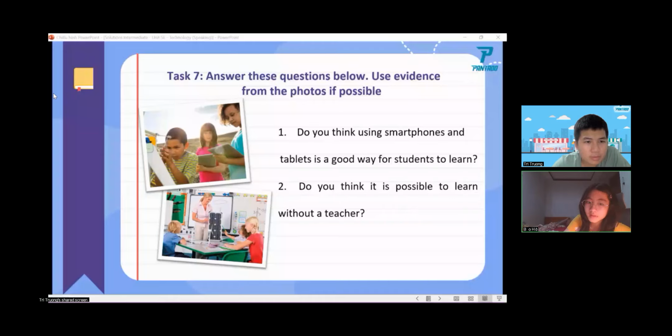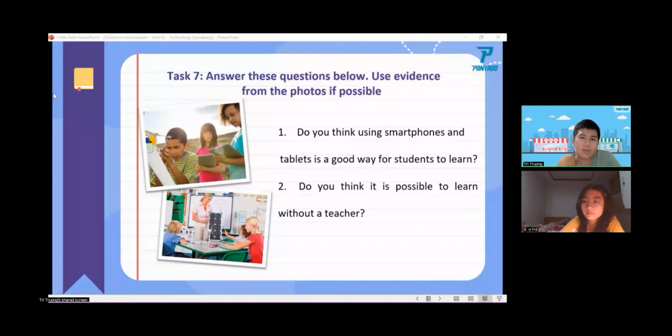Yes, and however, students need to use them wisely to avoid distraction. Yeah, distractions. The side effect of using smartphones and tablets is distraction, right?